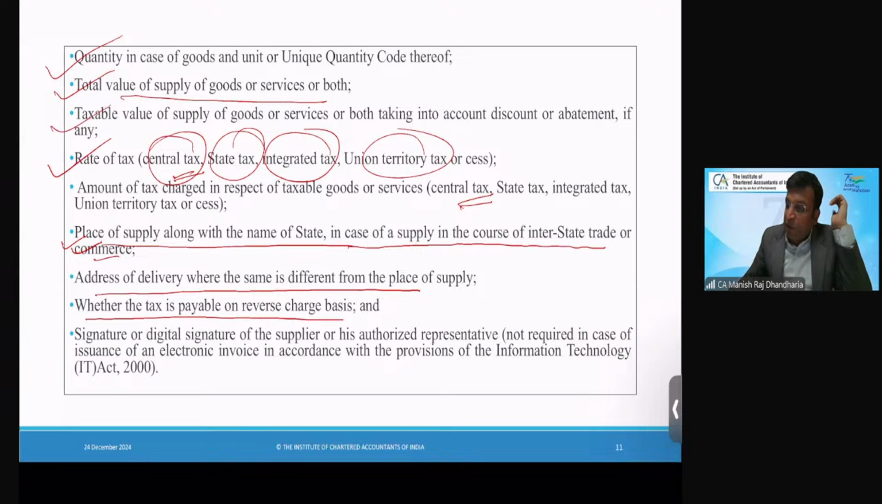Whether the tax is payable on RCM basis. Say, for example, you are giving legal services, but you are registered in GST.